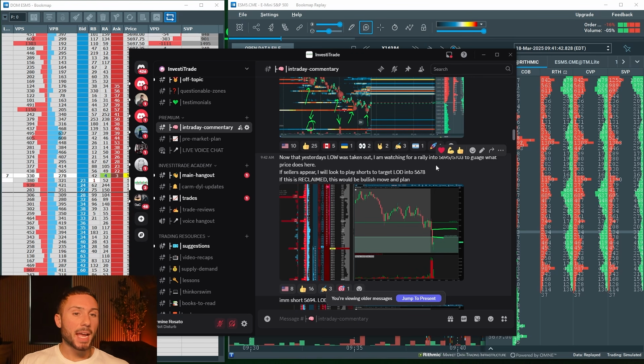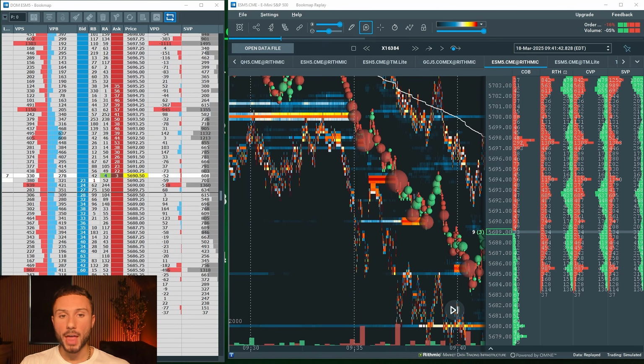Pulling up the intraday commentary here, the intraday game plan was to watch for a rally into 56.95 to 57.03 to gauge what price does here. We're seeing the rejection, we're seeing the strong delta outliers, and now we form a low volume area around 56.95, 57.03. If sellers appear, I will look to play shorts targeting that 56.78 level that I just showed you, all of that green line.